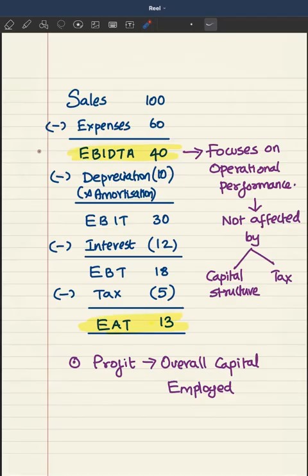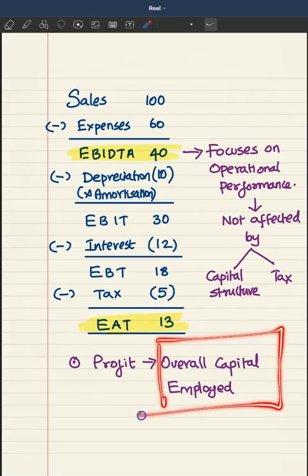Number two, EBITDA is also not affected by tax. Yes, tax comes last here, right? So what is the profit business has made even before providing for these items? So I can say EBITDA focuses mainly on operational performance, and this is the profit generated for overall capital employed in the business.